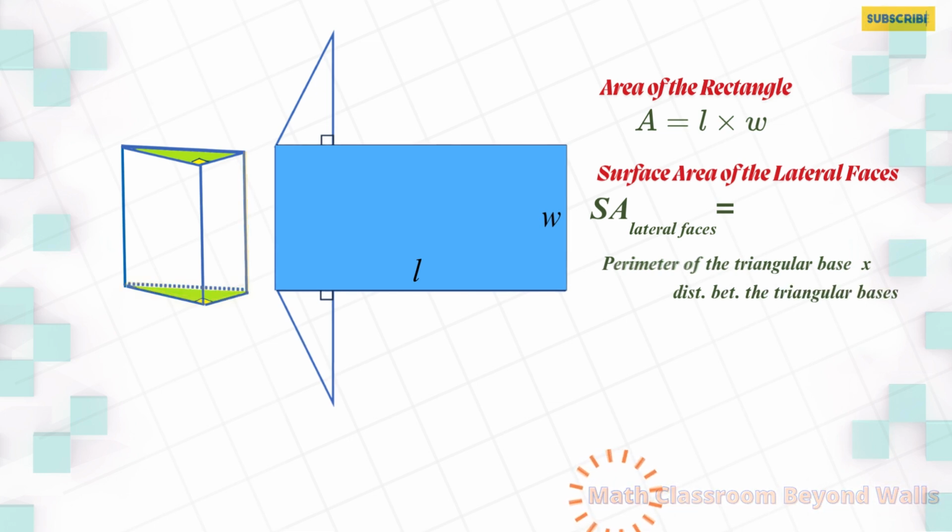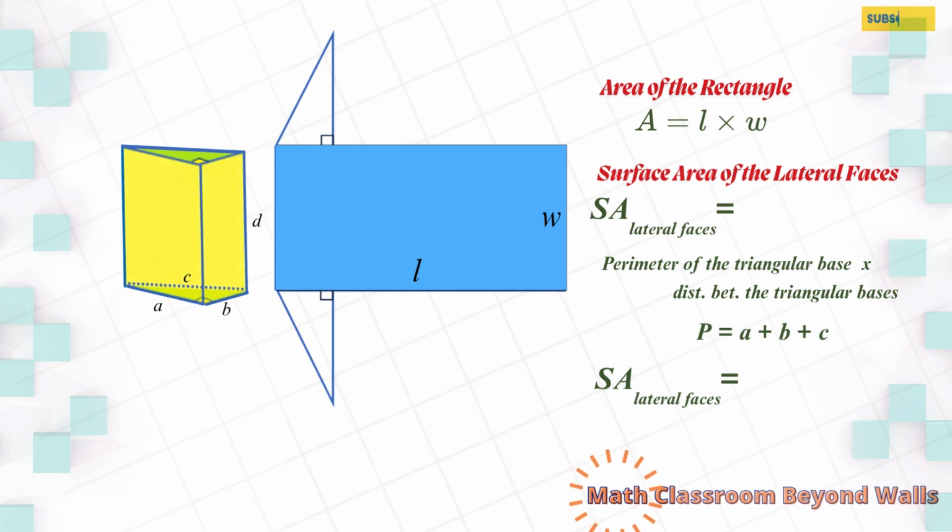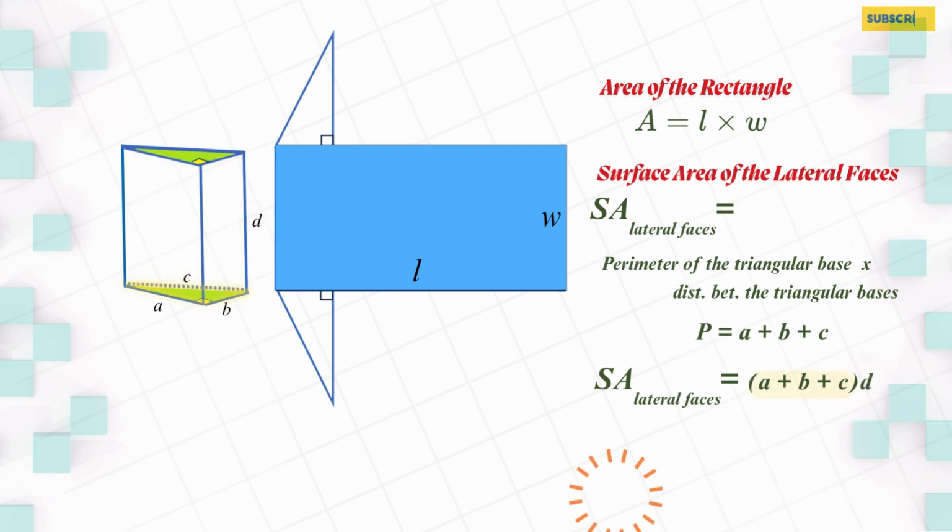Let us call the sides of the triangular base A, B, and C, and the distance between the triangular bases D. Since the perimeter is the sum of the lengths of the sides of the triangular base, the surface area of the 3 lateral faces of the triangular prism is now (A + B + C) times D, where A, B, and C are the sides of the triangular bases, and D is the distance between the 2 triangular bases.